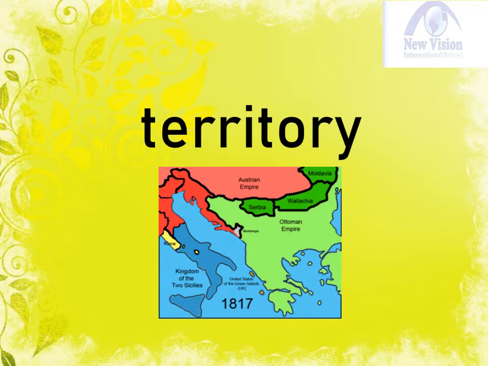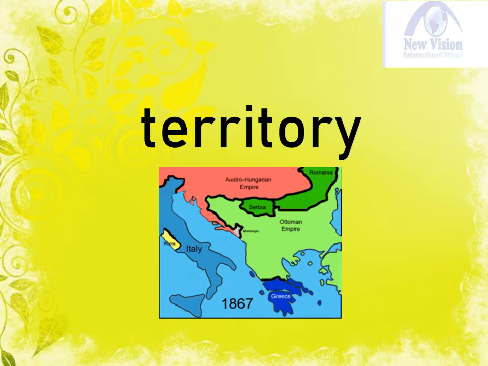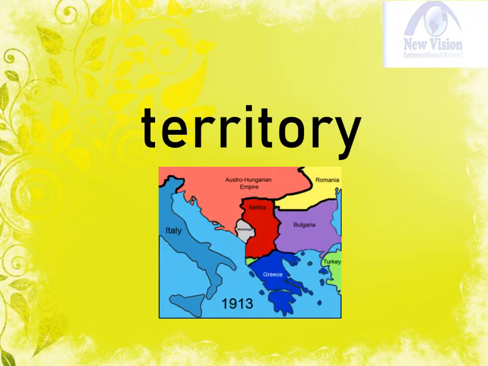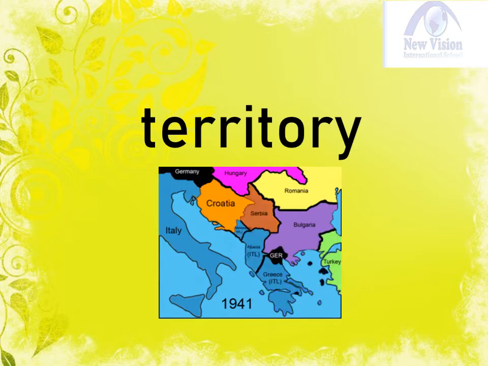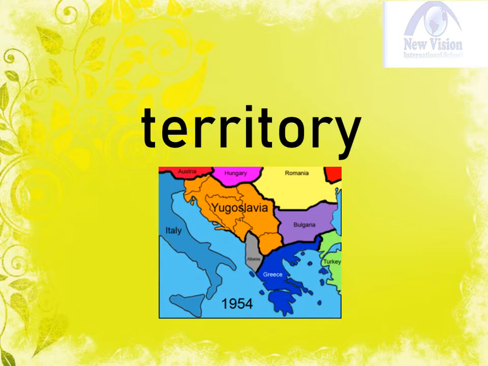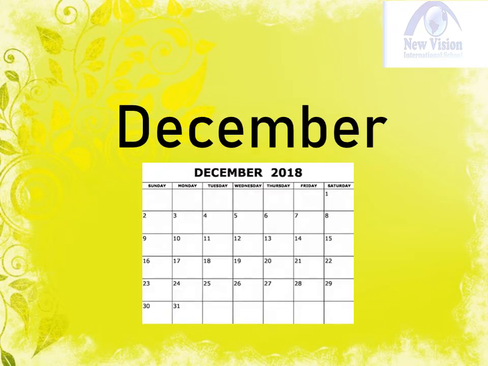Territory is talking about land or region. It's also an area of land under the jurisdiction of a ruler or state. Saudi Arabia has a huge territory. Territory. Then we have the word December.